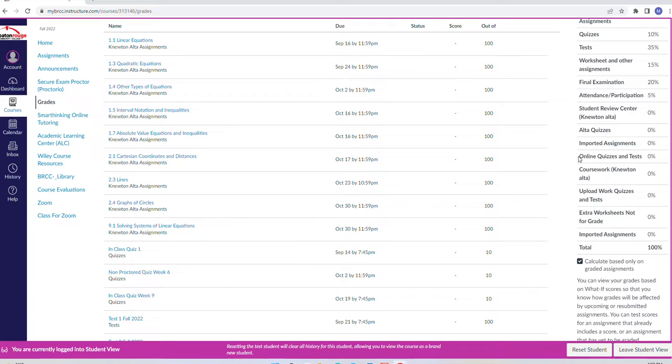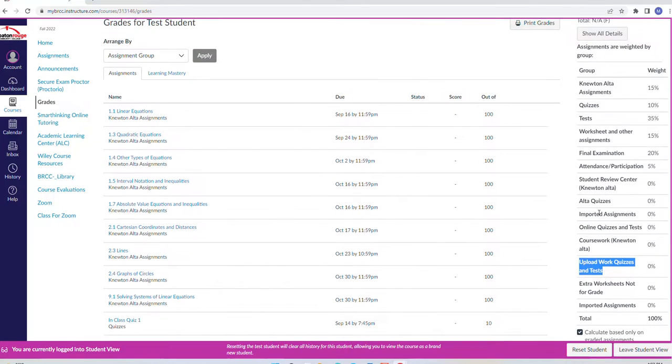So you will see something missing for online quizzes and tests, because that's where you sometimes had to go to get your problems that you had to upload and then send to me. That will say 0%, but it does not count towards your course grade. Same thing with upload worksheets, quizzes, and tests. Those do not count as well. So just keep that in mind. It's important you understand what all this is right here in comparison to what you're seeing right here. Okay, so that's your grades.